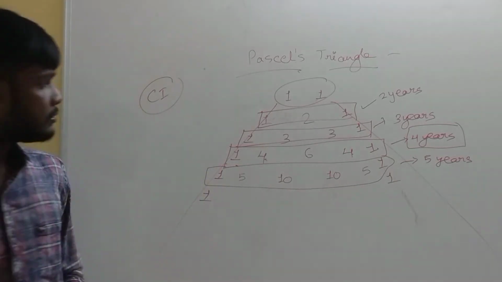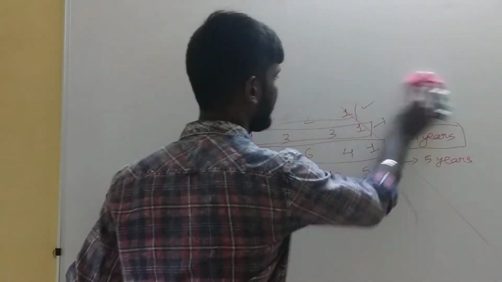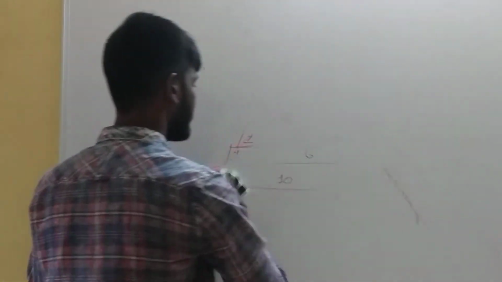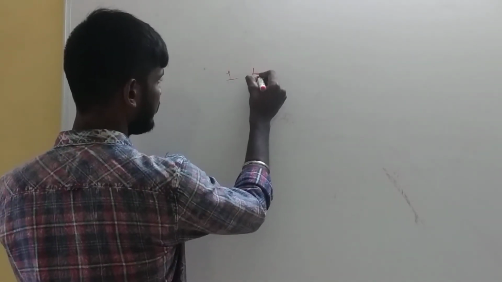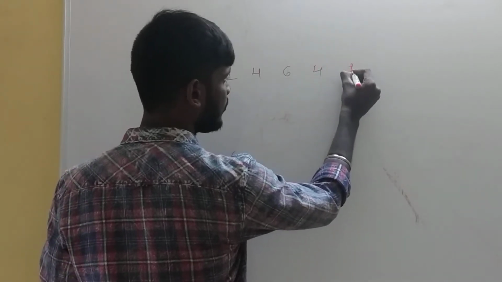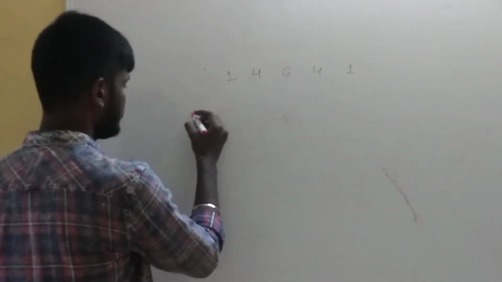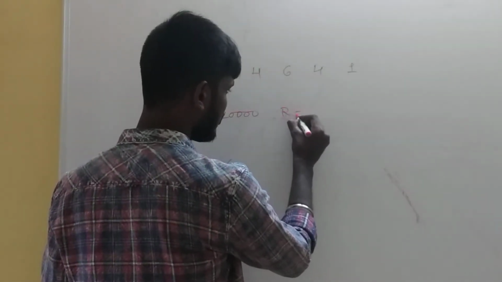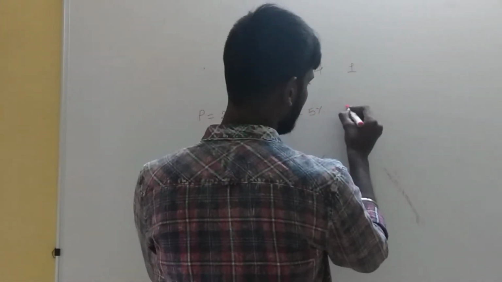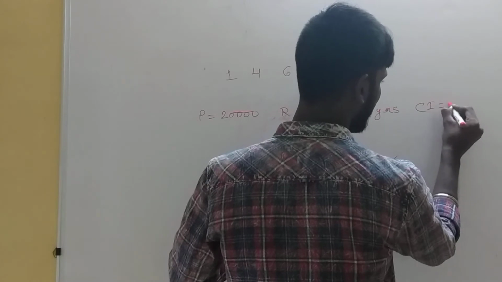So this 14641 is what we will use to calculate the compound interest. Okay, let's see how it's done. Now I'm just writing that series 1 4 6 4 1. Let's see how it has to be fit on those numbers. Principal was 20,000 rupees, my rate was 5%, and the time given was 4 years. And I have to calculate the compound interest.